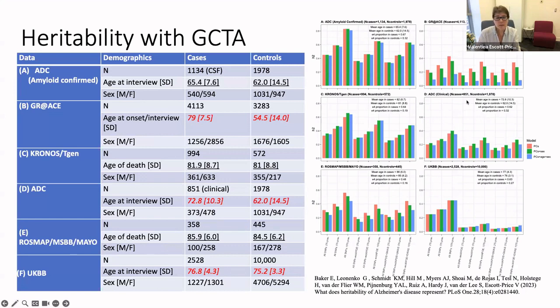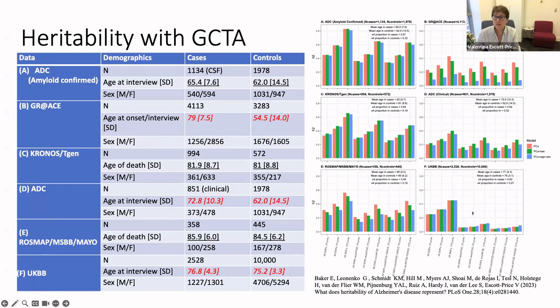It's the same Danish study, but here cases were clinically assessed without amyloid confirmation. And you can see, if the diagnosis is not as good, with controls the same for both studies, if the diagnosis is not as clear, the heritability estimate drops.